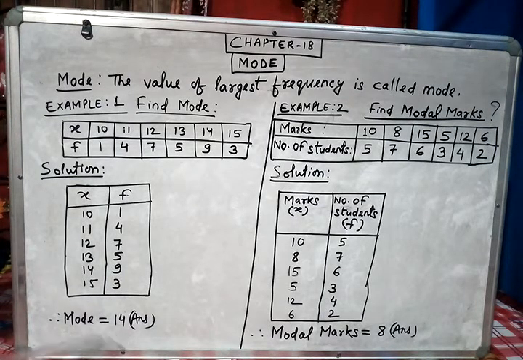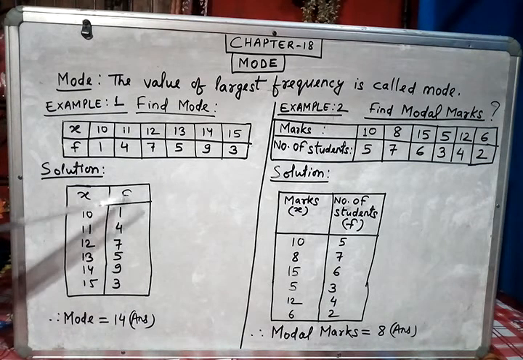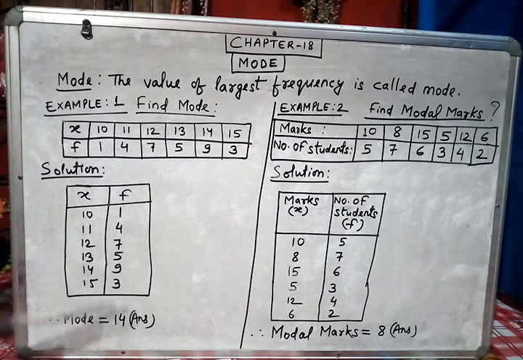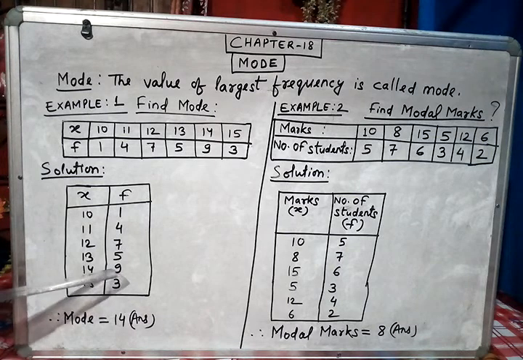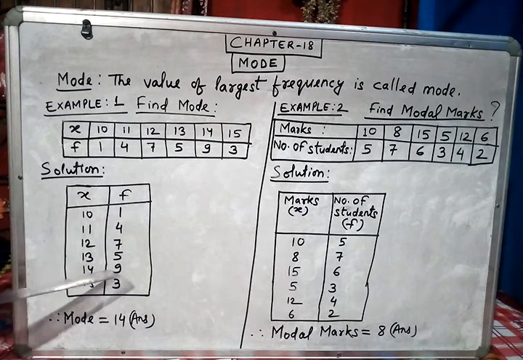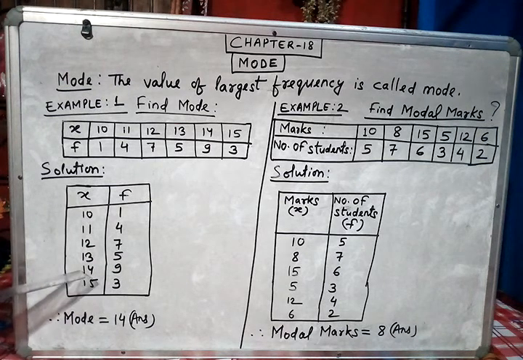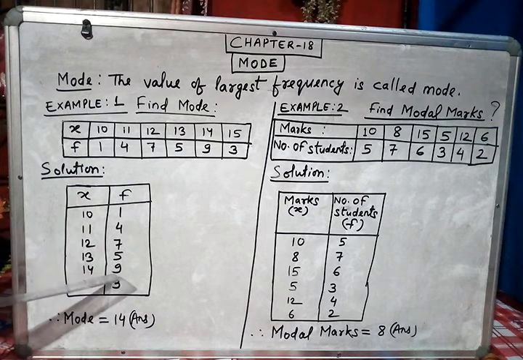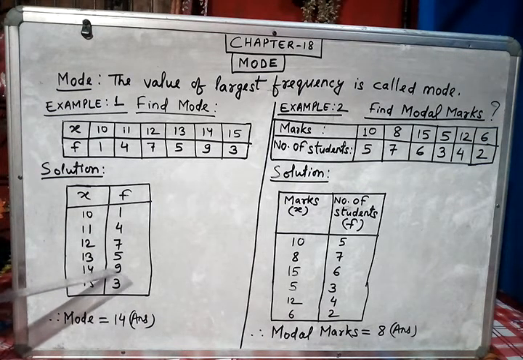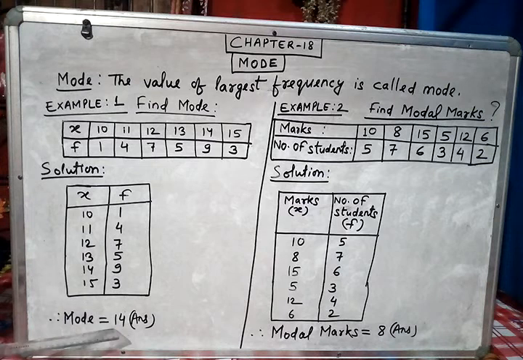Now how is the mode 14? You can see in the frequency column, which is the biggest or largest number? The largest number is 9. And what is the value in the x column for 9? The value is 14. That means the frequency's highest value is 9 and its value is 14. That means 14 is our answer.